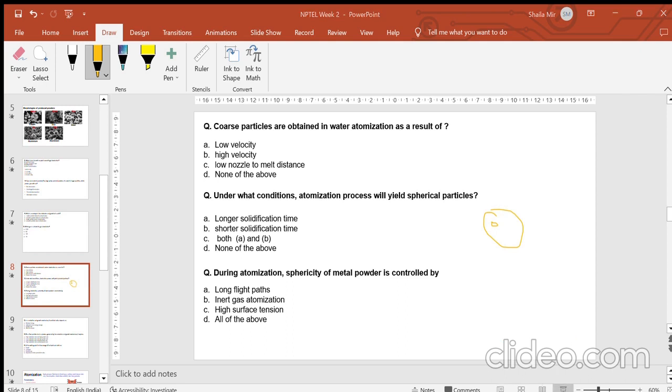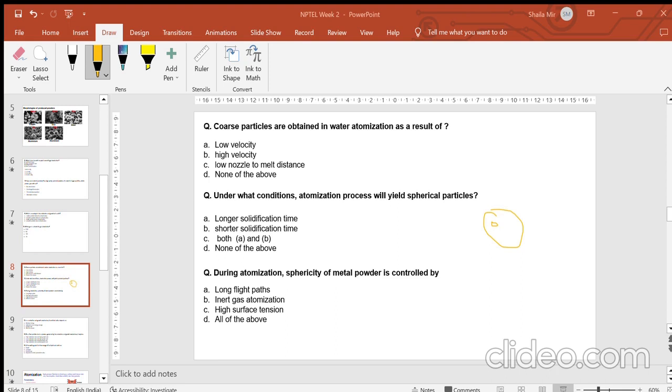So for any spherical particles, if we want an atomization process to achieve spherical particles, we should go for longer solidification times. The next question is: during atomization, the sphericity of the metal powder is controlled by long flight paths, inert gas atomization, high surface tension, or all of the above.